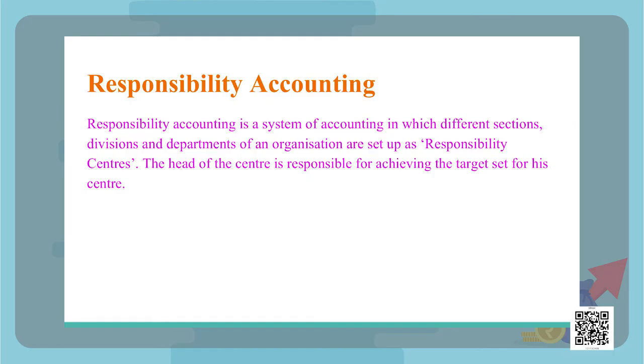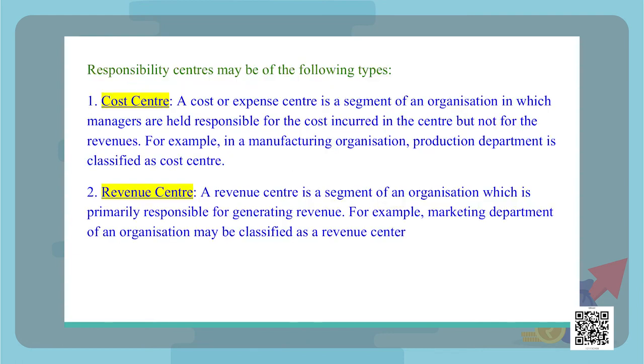Then we have responsibility accounting. It is a system of accounting where different sections, divisions and departments of an organization are set up as responsibility centers. The head of the center is responsible for achieving the target set for his center. So, the various types of responsibility centers are cost center. A cost or expense center is a segment of an organization in which managers are held responsible for the cost incurred in the center, but not for the revenue.